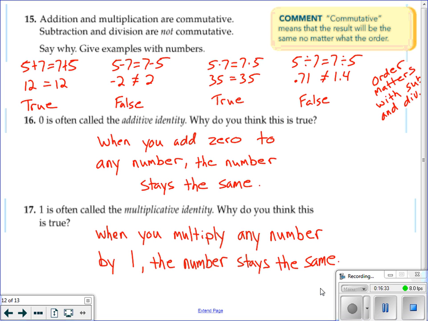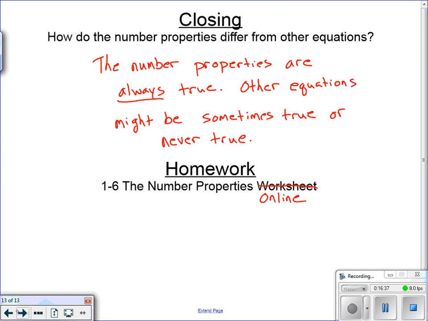It maintains its identity. And then to finish up here, how do the number properties differ from other equations? The number properties are always true. Other equations might be sometimes true or never true, but the number properties are always true.